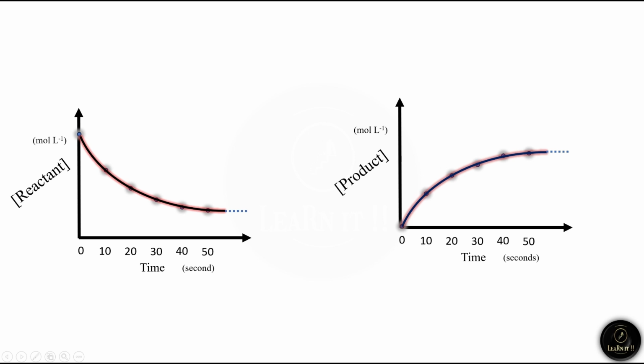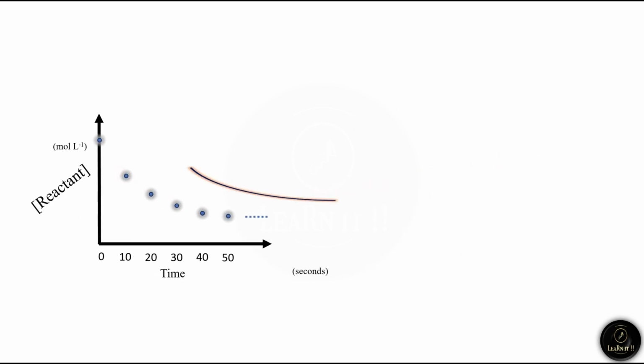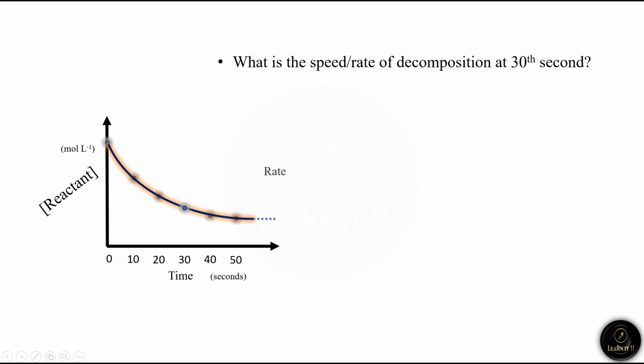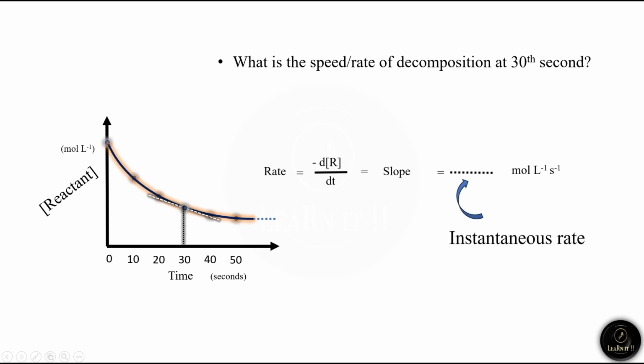So here we have two graphs, reactant versus time and product versus time. Let's take the reactant versus time graph. Now the question arises, what is the speed or rate of decomposition at the 30th second? We know rate is equal to minus d[R] by dt. We have the time axis, so let's draw a line at the 30th second. It should cut the curve, so we get a point on the curve. Let's draw a tangent passing through that point. Now the slope of that tangent gives us the rate, which is in moles per liter per second. So this value gives us the instantaneous rate.